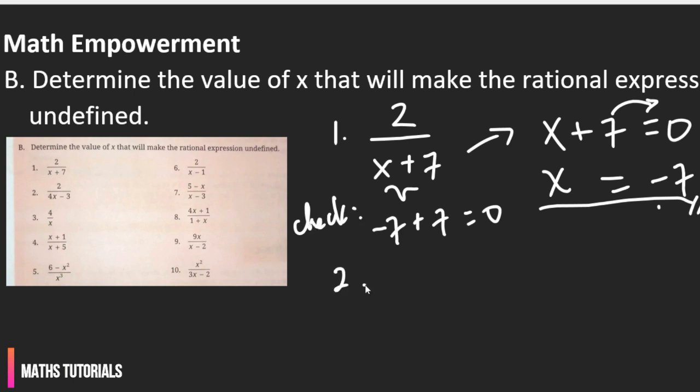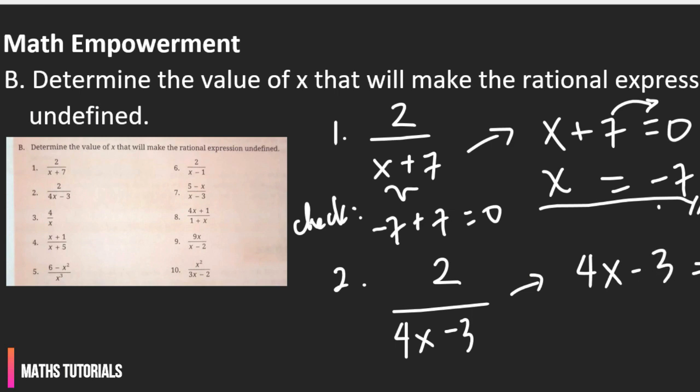Okay, number 2. The given there is 2 over 4x minus 3. Again, we don't care about the numerator. What we care about is the denominator. So we have 4x minus 3, equate that to 0. Transpose the constant, or number without any variable beside it. So we have left 4x on the left side and positive 3 on the right. Okay?